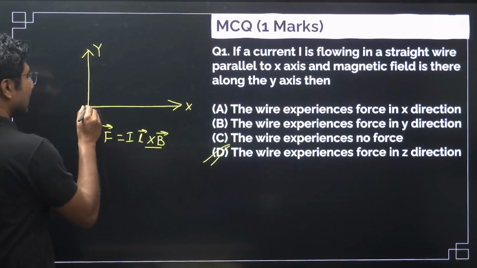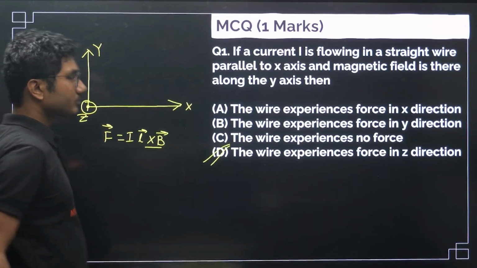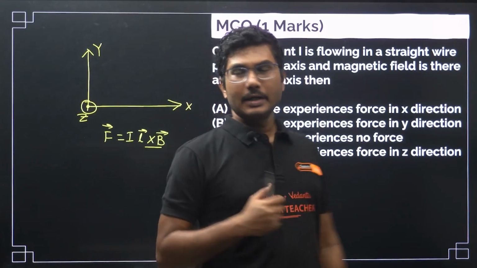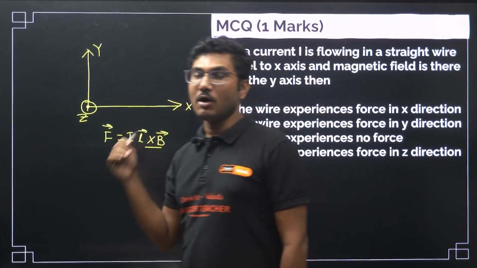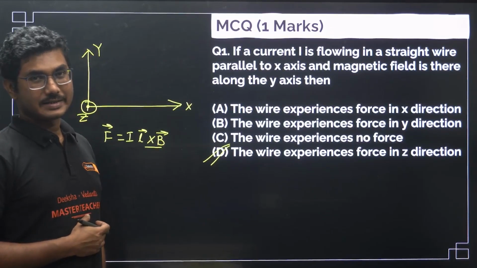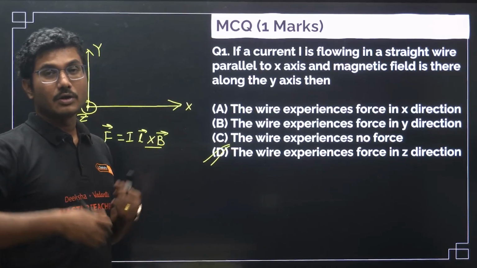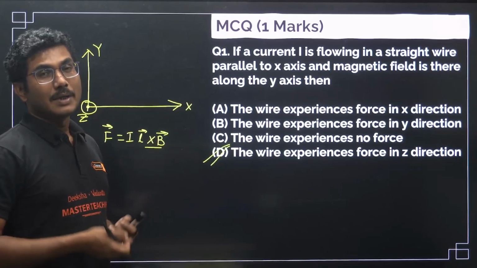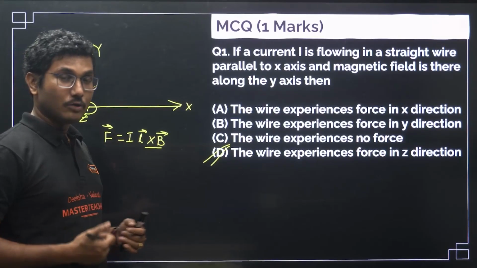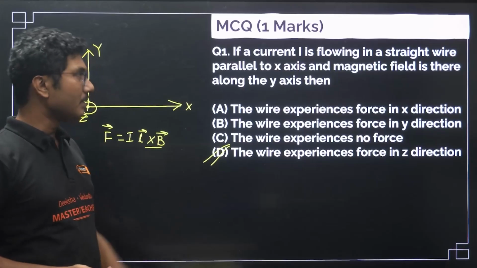The z axis, generally in 3-dimensional, we denote it like this. This is the z axis out of the page, right? So the force acting on the current carrying wire in this case will be along the z direction. You have to remember that two perpendicular vectors are always mutually perpendicular to the direction of the force. It is very important.